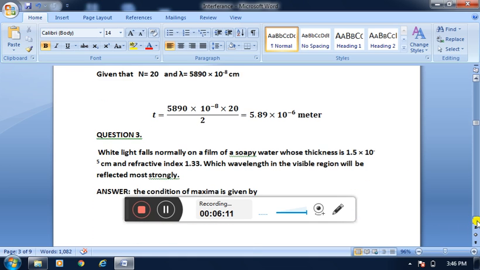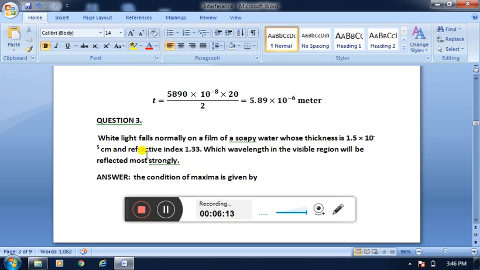Next we solve the problem. White light falls normally on a film of soapy water whose thickness is 1.5 into 10 to the power minus 5 centimeter and refractive index 1.33. Which wavelength in the visible region is reflected most strongly?